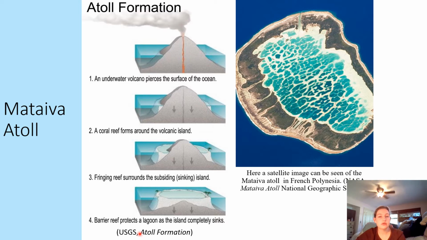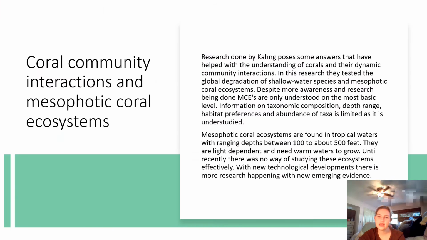First, an underwater volcano pierces the surface of the ocean. Then a coral reef forms around the volcanic island. Fringing reefs surround the subsiding, sinking island, and then a barrier reef protects the lagoon as the island completely sinks. Here we are going to be talking about coral community interactions and the mesophotic coral ecosystem.